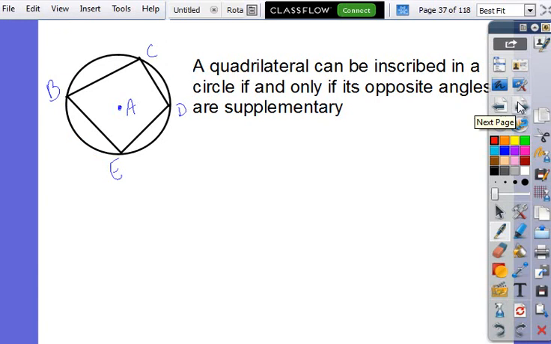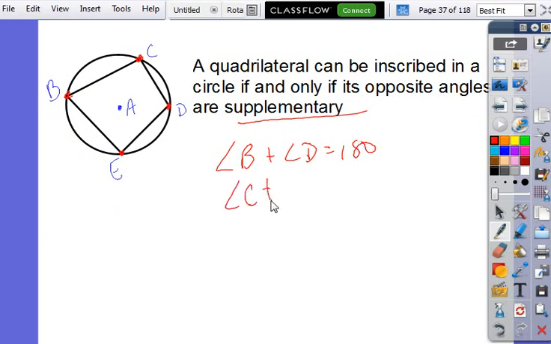This part right here, we messed up both times we did it, the first time and the retest. The rule is, the only way I can put a quadrilateral inside a circle and all the points touch is if the opposite ones are supplementary. Which means what? They add up to be 180. Add up to be 180, and they're not the same. That's why we messed it up the first time. Opposite ones add up to be 180.